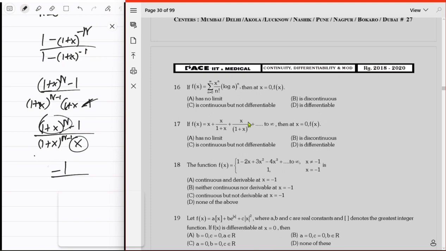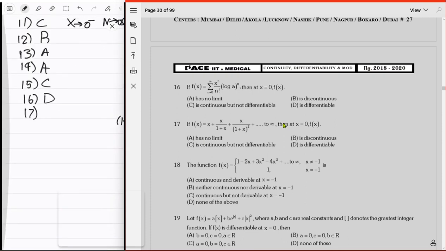We don't care about what that is. And this is going to 0 as well. So yeah, that's the thing. It's not defined. I have proved that this doesn't make any sense. So this is discontinuous at that point. So B is the answer.